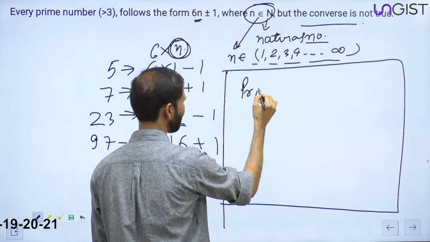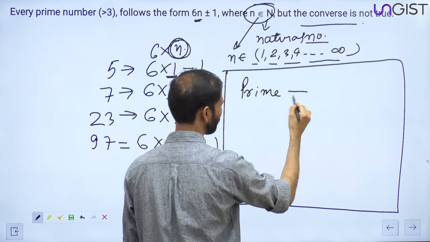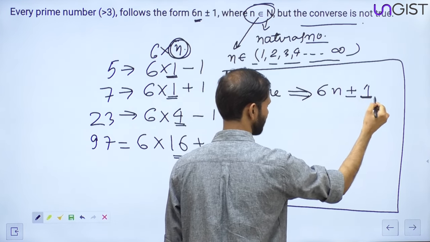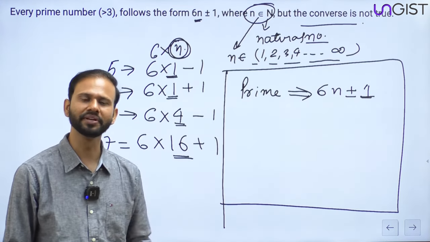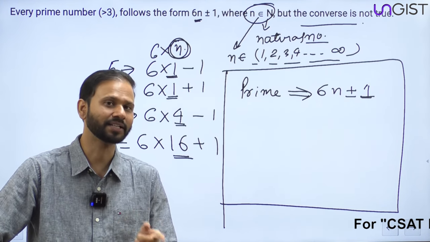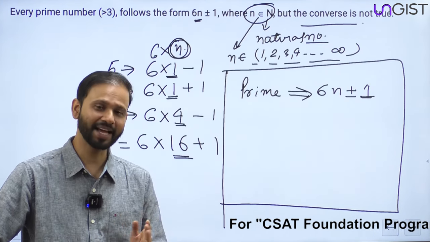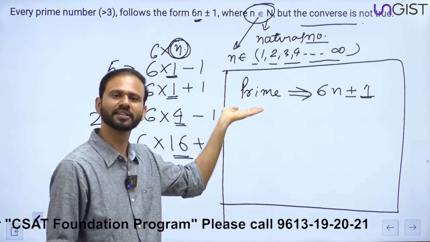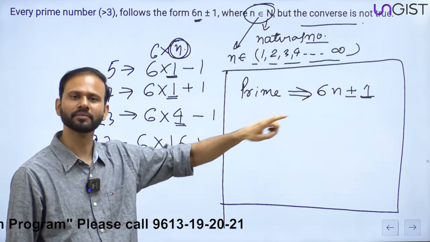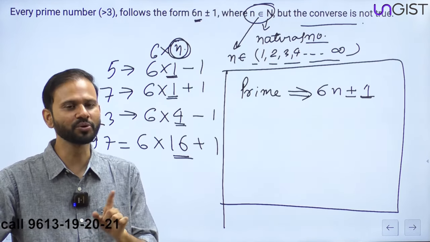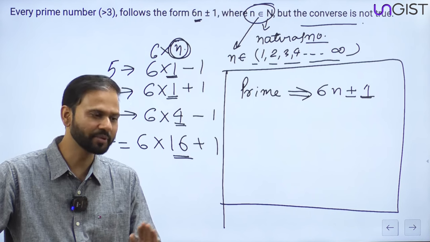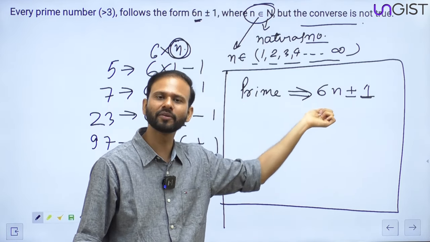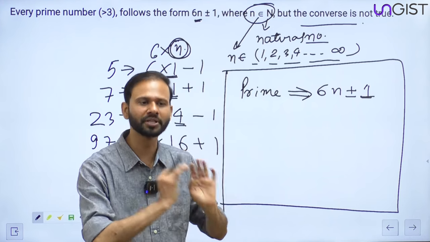I am saying any prime number after 3 and greater than 3 will be following the form of 6n plus minus 1. Okay, everyone. Any prime number which is greater than 3 will be following the form of 6n plus minus 1. But any number which is following the form of 6n plus minus 1 may or may not be a prime number.